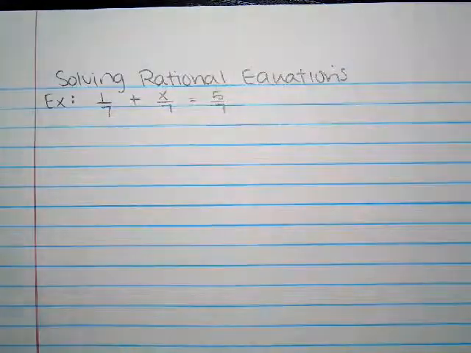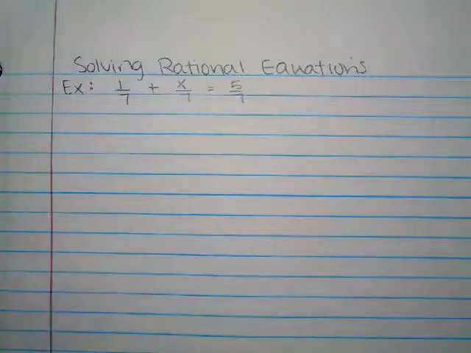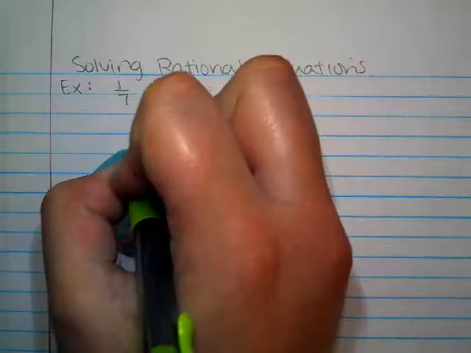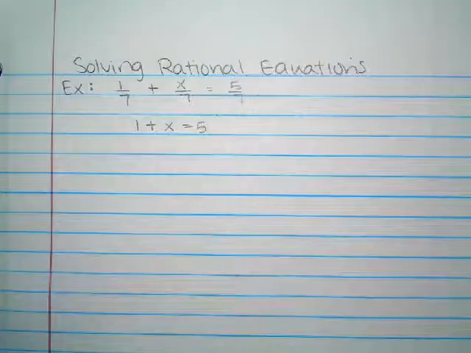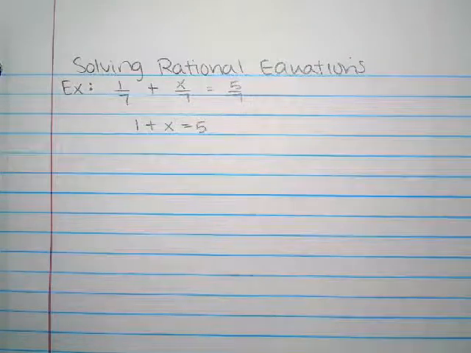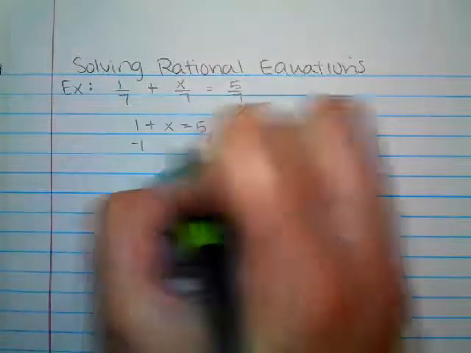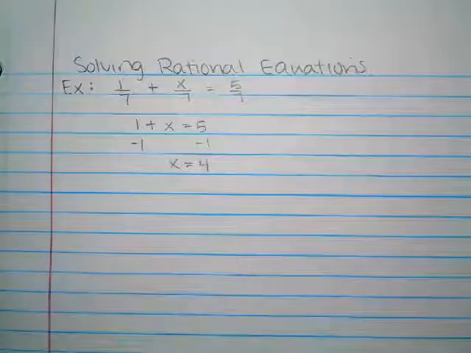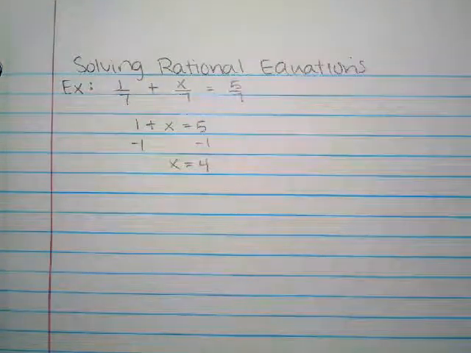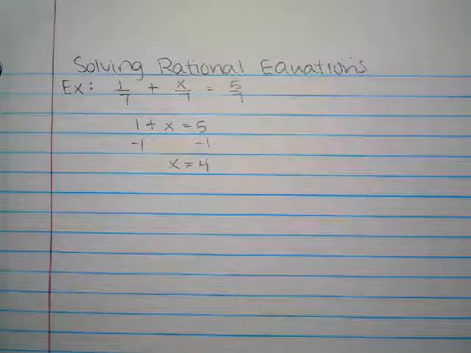And this problem is pretty intuitive here. You can see if they're all sevenths, what I'm really dealing with is just solving 1 plus x equals 5. And if I have 1 plus x equals 5, then I can just subtract the 1 over and get x equals 4.